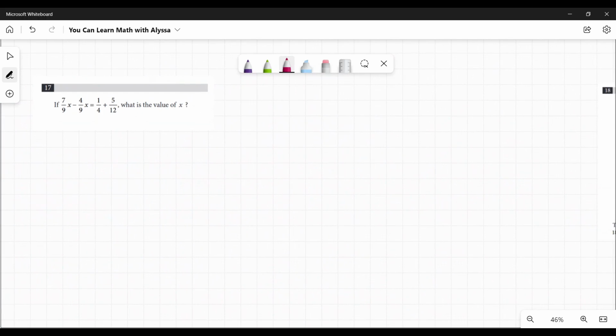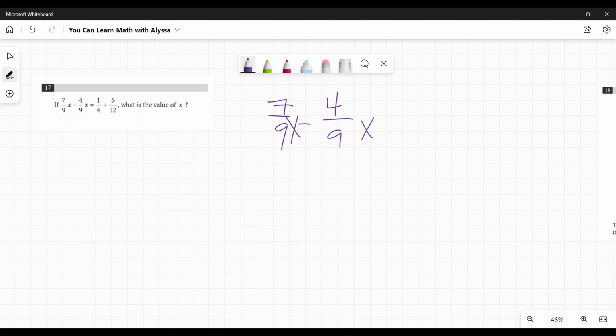Number 17, if 7/9 x minus 4/9 x equals 1/4 plus 5/12, what is the value of x? Couple ways to do this one. I'll show you my way first, and I'll show you the way the College Board recommended. I looked at it, I didn't look at it that way. 7/9 x minus 4/9 x, equals 1/4 plus 5/12.